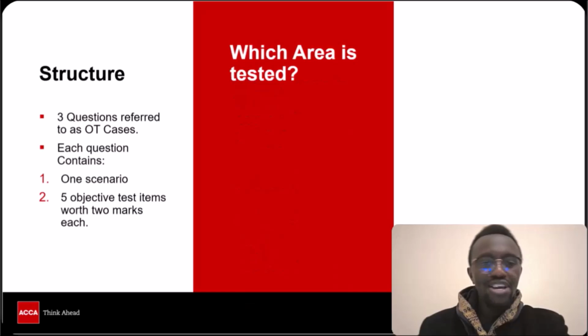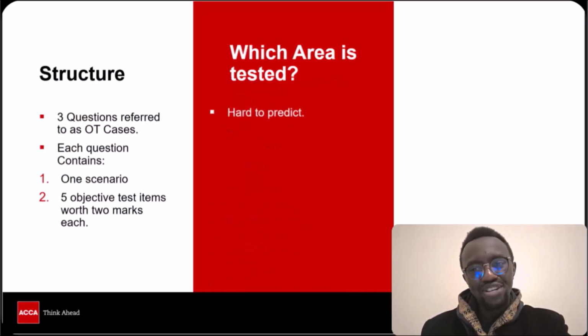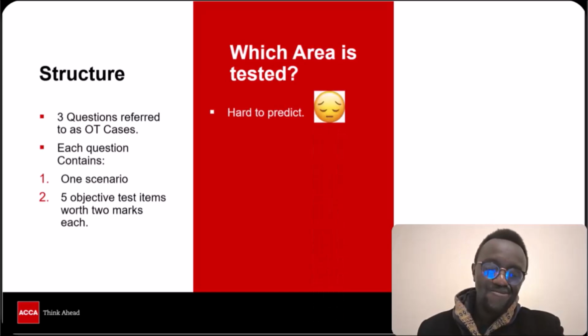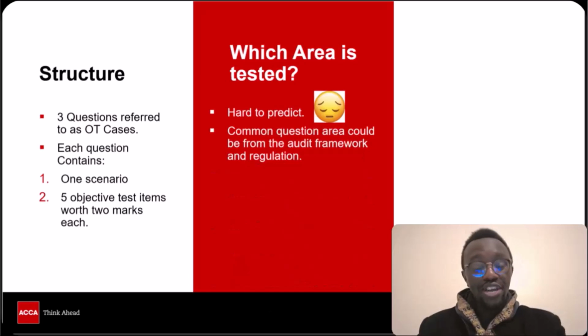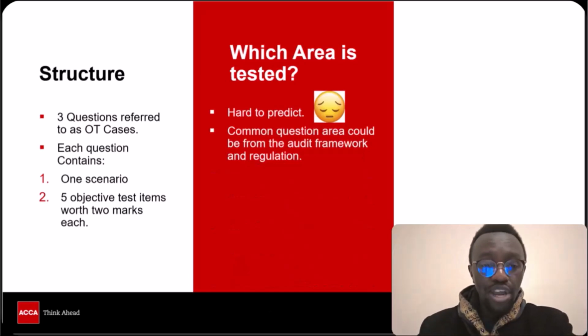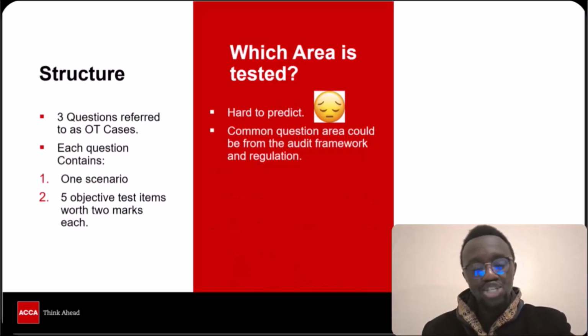Now, which area is tested in this particular section? Well, one, it's hard to predict. But common question areas could be from the audit framework and regulation. We might find questions from professional ethics. We might find questions from corporate governance. We might even find questions from reporting. So, I mean, it could be from anywhere.